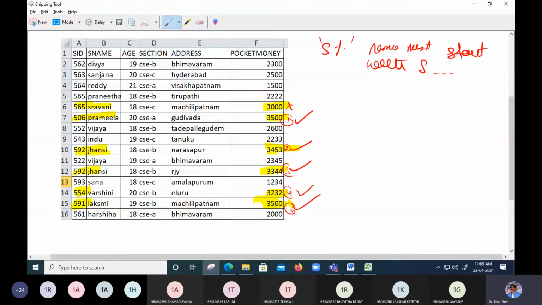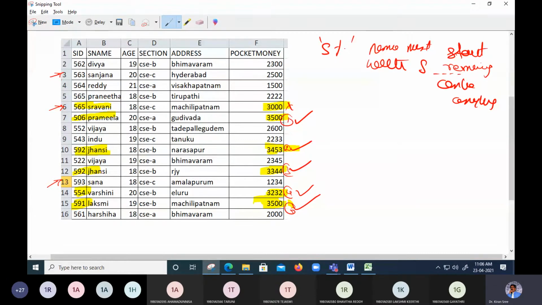So now what is the answer? Divya, will we get this as an answer? No. Sanjana? Yes. Reddy? No, we can't get it. Shravani? Yes, we will get it. Premila, no. Vijaya, no. Indu, no. Jhansi, no. And Sana is there. So there we get one more, because it starts with S, and the rest we will not get.